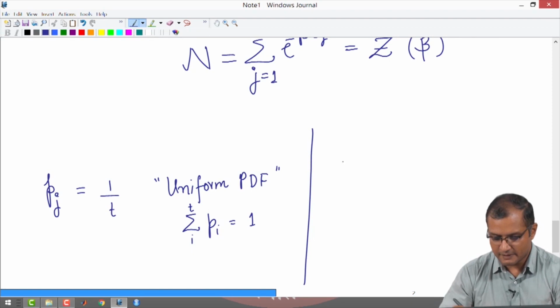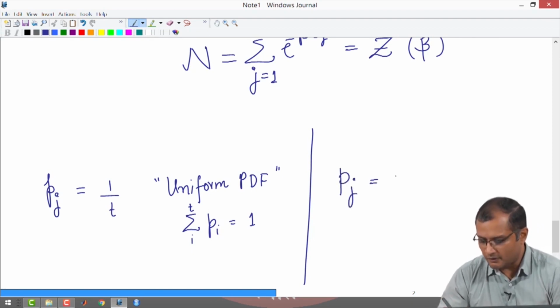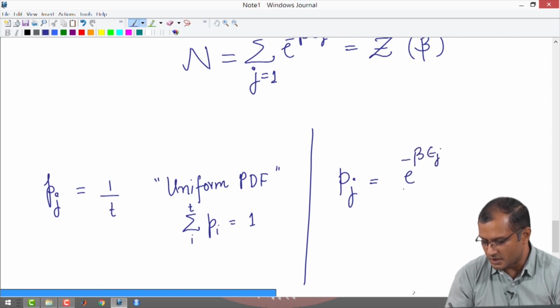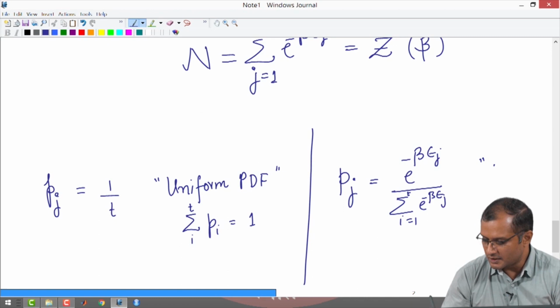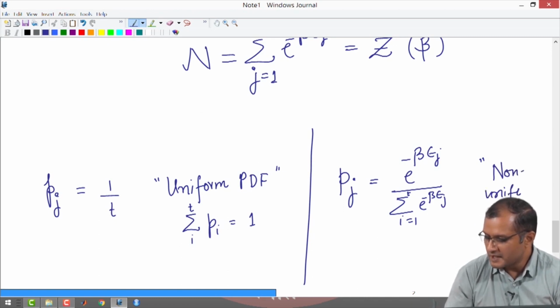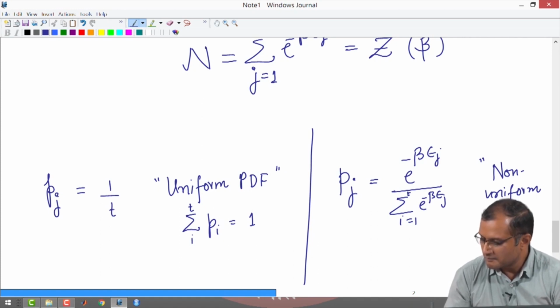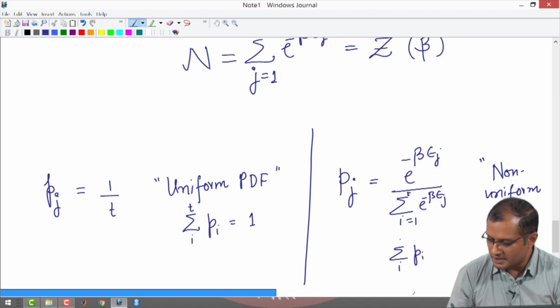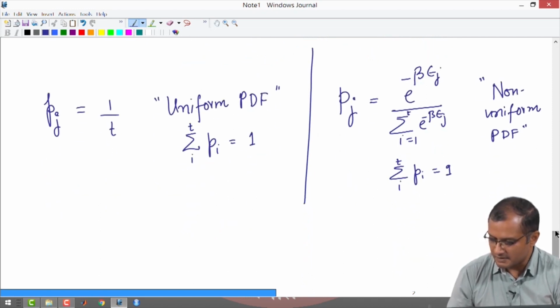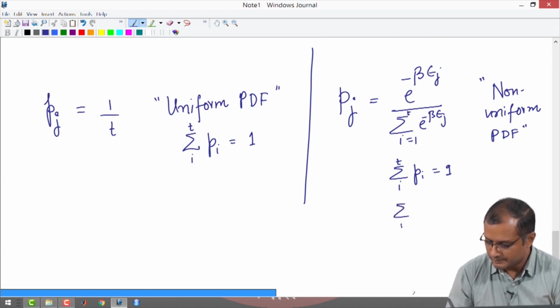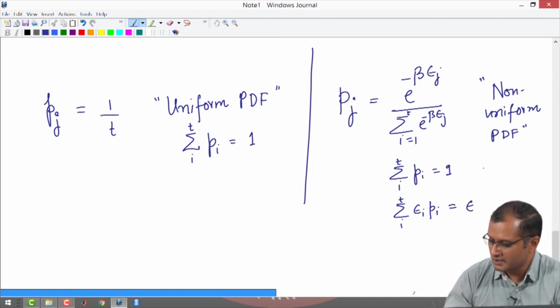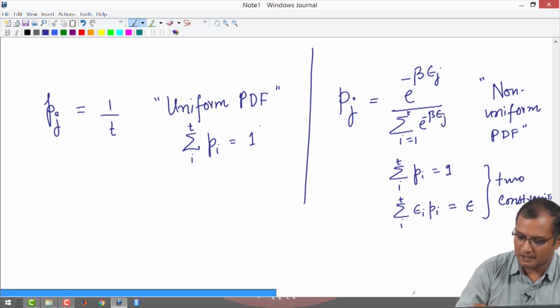And the other case that we have seen is basically P of j, which becomes non-uniform. So, I have e raised to minus beta e j over the sum, so I get a non-uniform PDF if I have an extra constraint. So, above the well behavedness of the probability, I have two constraints here. One that the probability is well behaved, the other is that the average value of the outcomes is fixed. Okay. So, I have two constraints here. And I have only one constraint here.